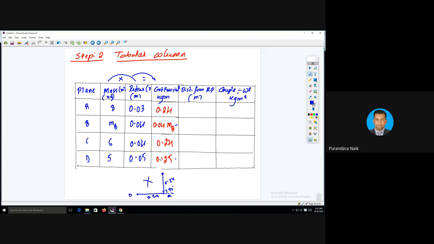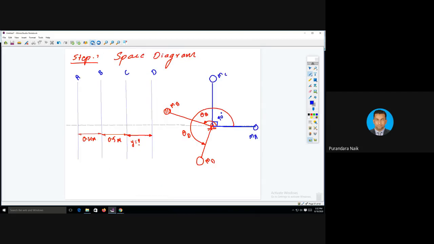Now, distance from the reference plane. You need to find out which plane you need to take as the reference plane. Okay, go to the previous slide, that is the space diagram. Here you need to select a proper plane as a reference plane. Here we have 4 different planes, A, B, C, and D. So which one you need to take as a reference? You can go for A, B, C, or D.